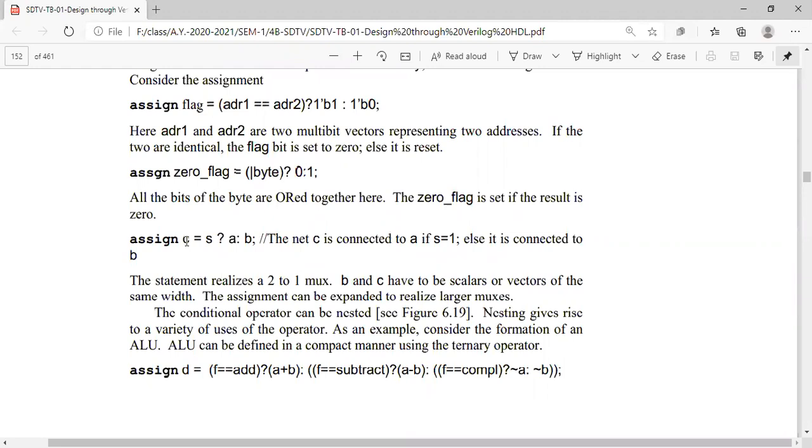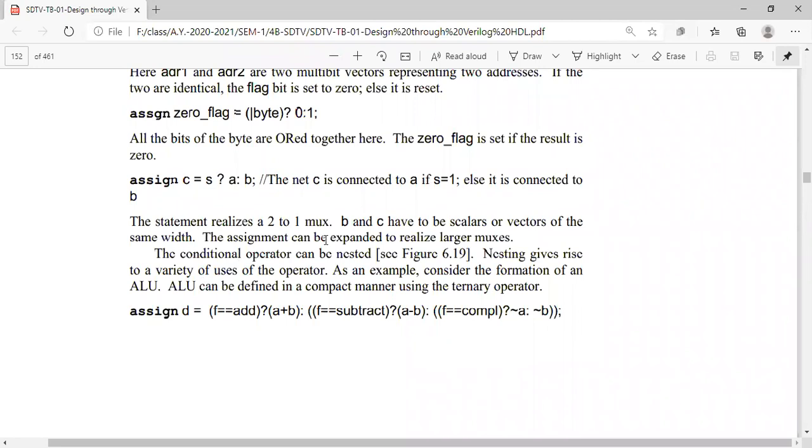Now we have assign C is equal to S question mark A colon B semicolon. Here this C is a net, right? So net C is connected to A if S is 1. That is what we have done so far. If S is equal to 1, then the value of A will go to C. If S is 0, else C will be given the value of B. It seems to be just like a 2 by 1 mux, right?